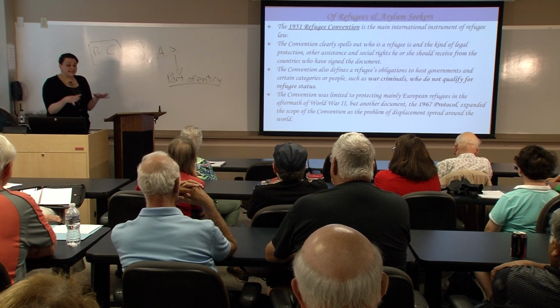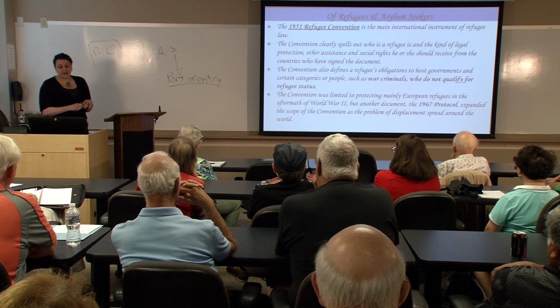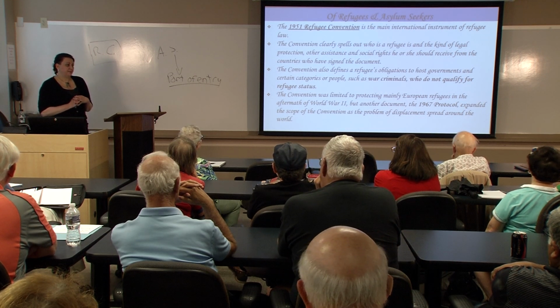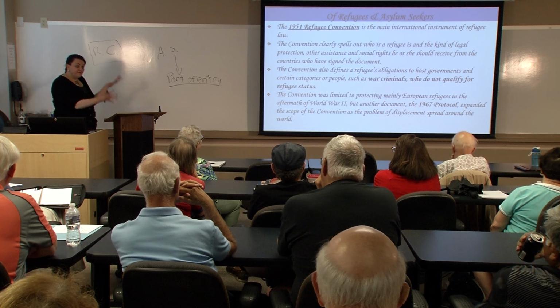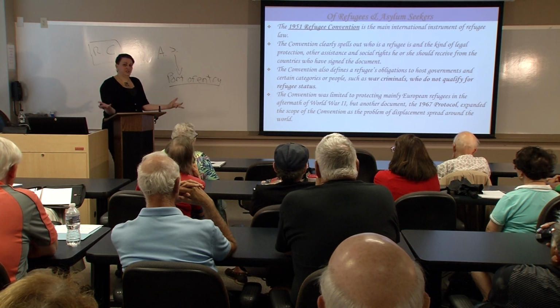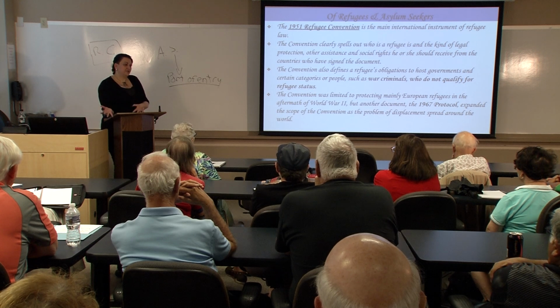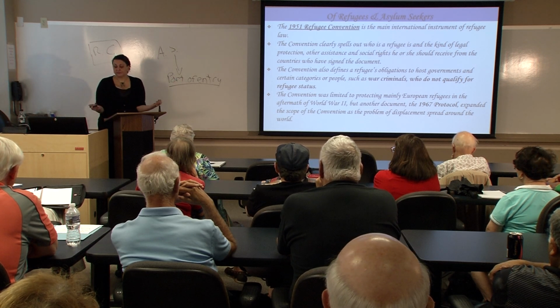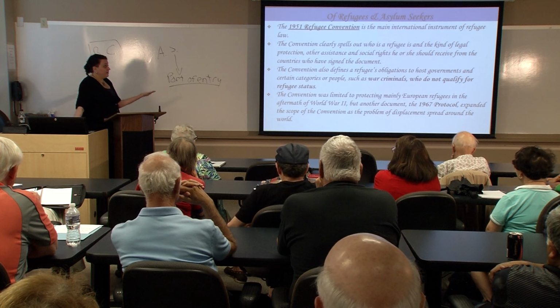The convention was limited at the time to protecting the European refugees in the aftermath of World War II. This convention was created because of what happened in World War II with the huge displacement of people, not just in the Holocaust, but through the war. The convention was expanded with the 1967 protocol, which expanded the scope of who would be covered by the Refugee Convention as displacement through decolonization or wars spread around the globe.